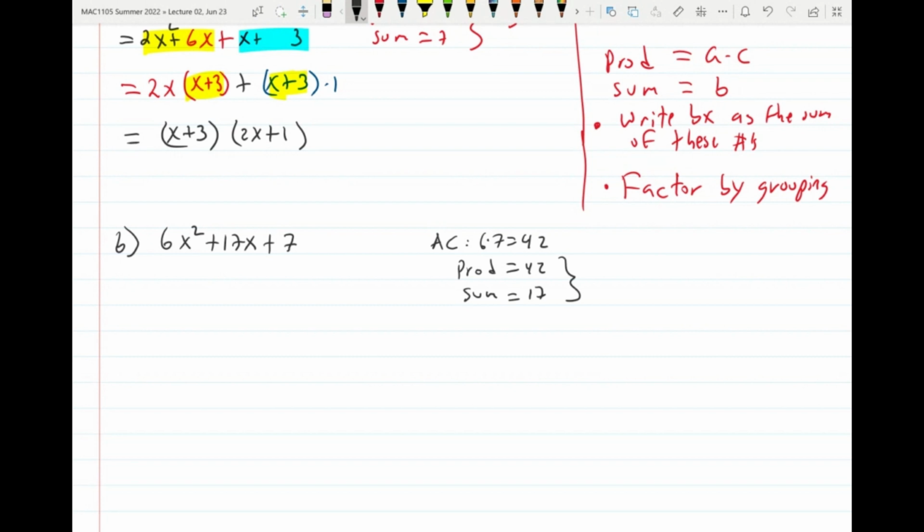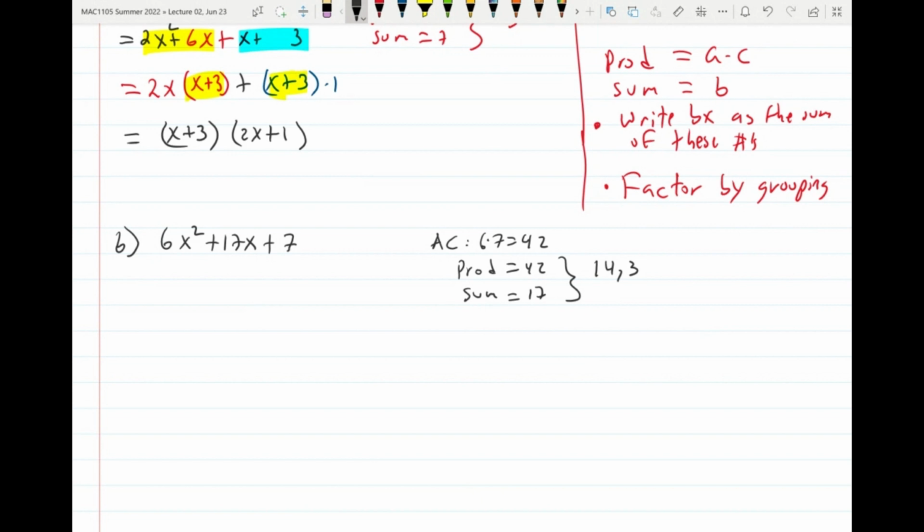So we need two numbers so that the product equals 42 and the sum equals 17. Anybody can think of the numbers? Yes? 14 and 3. So let's see, certainly 14 plus 3 is 17, and then 14 times 3 is 42. Good. Everybody understand this? Now you have the two numbers. What do we do with this? You split the 17x into 14x and 3x. Exactly. Remember, these numbers have the property that the sum is 17, which is the middle guy.